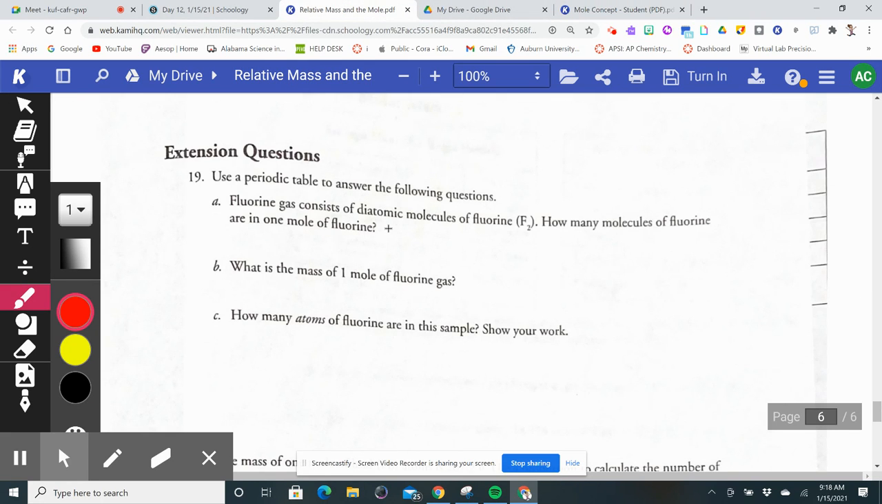I believe one of these things was due today, and I'm going to change that. Yeah, the POGIL is not due today.